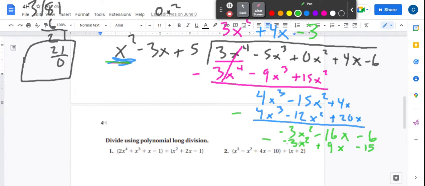All right, and then we're going to subtract these. So negative 3x squared minus negative 3x squared cancels out. Negative 16x minus 9x, excuse me, is negative 25x. Negative 6 minus negative 15, so negative 6 plus 15 is 9. Now, since we can't pull anything else down, this is our remainder.